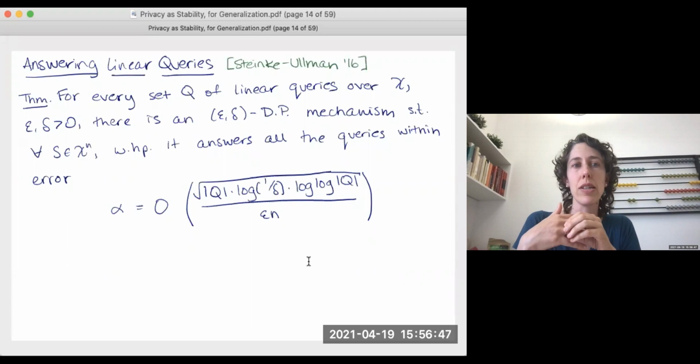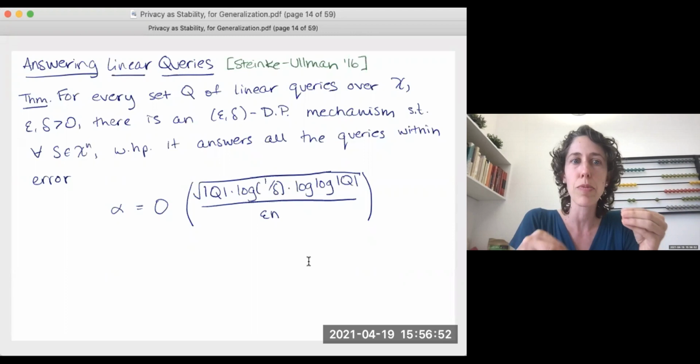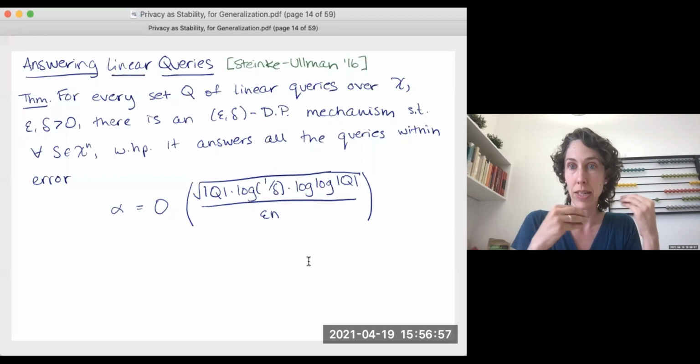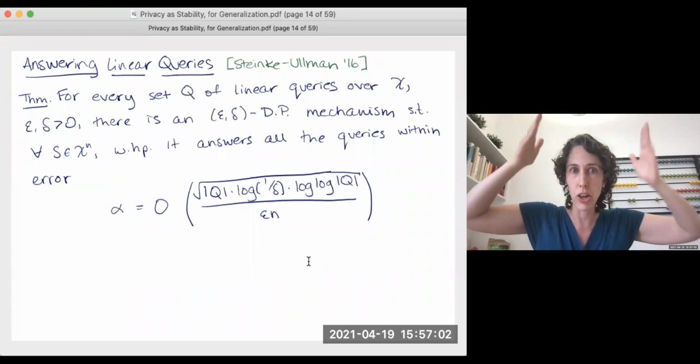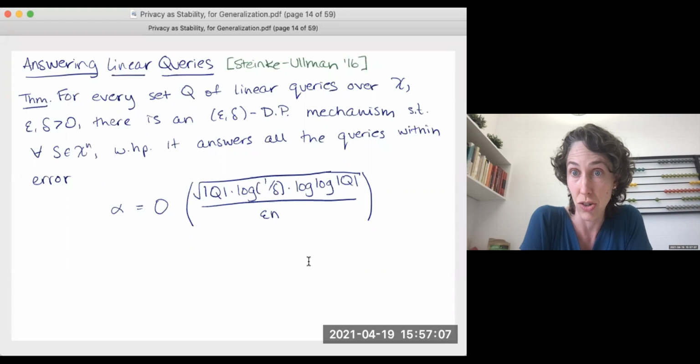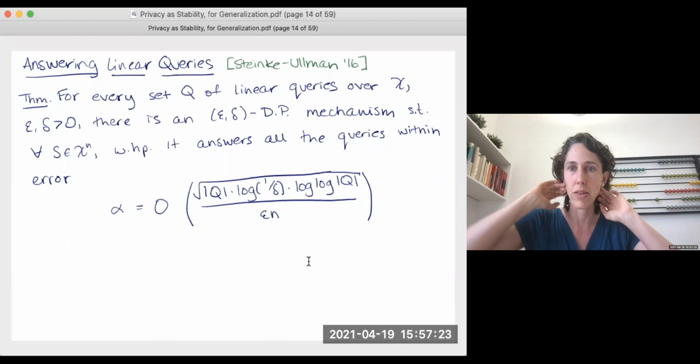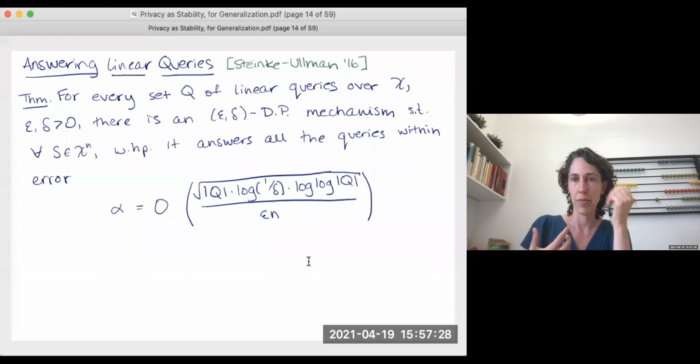I don't need you to parse every bit of this theorem statement. What I want you to notice is the relationship between N, the size of the database, and the size of the capital Q, which is the set of queries that you might want to answer on this data set. We're answering quadratically many queries in the size of the data set. I have a bunch of parameters running around here, and I'm asking you to ignore some of them in order to isolate this relationship between the number of queries we can handle and the size of the data set.